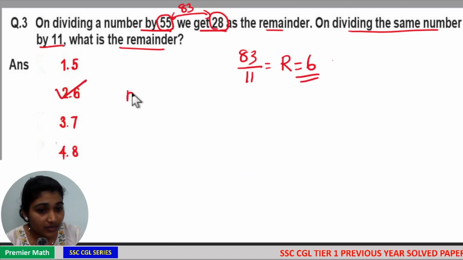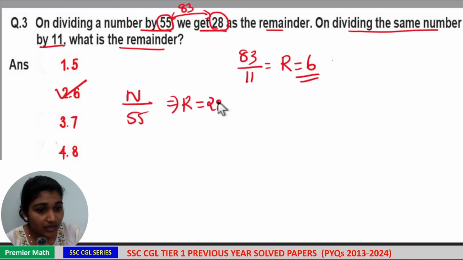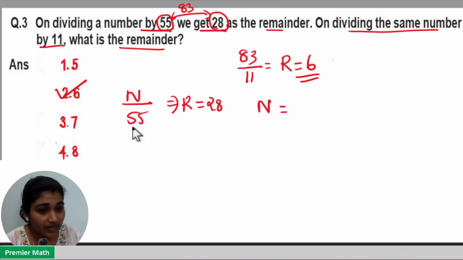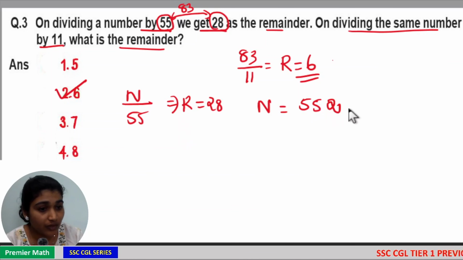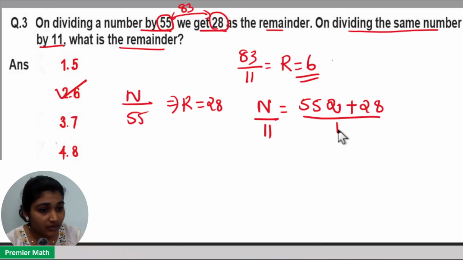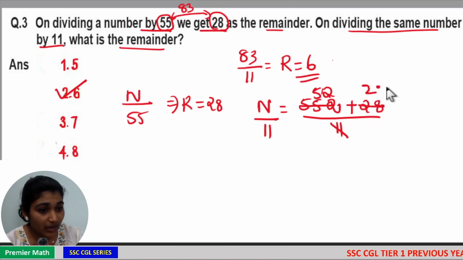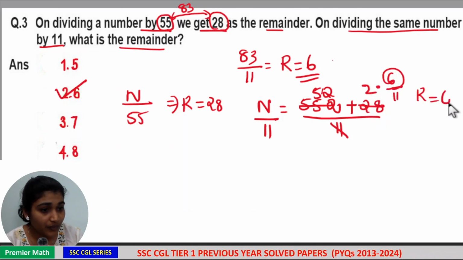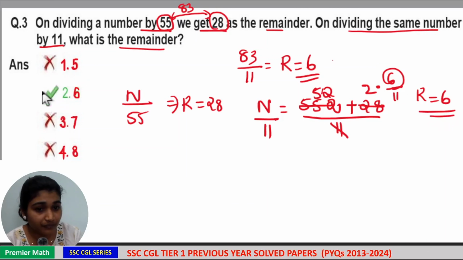Or, a number when divided by 55 gives remainder 28, which means I can write this number as 55 into quotient. We don't know the quotient here. So 55 into quotient plus remainder 28 is the number. Now when you divide this number by 11, 11 goes 5q times in 55q, and 11 goes 2 times in 28, remaining is equal to 6. That is, the remainder is equal to 6. Option 2 is your answer.